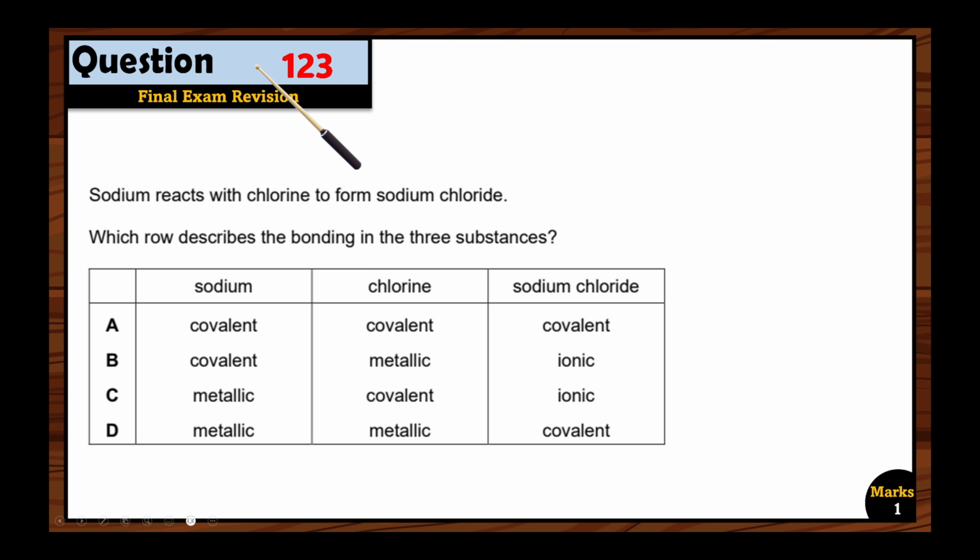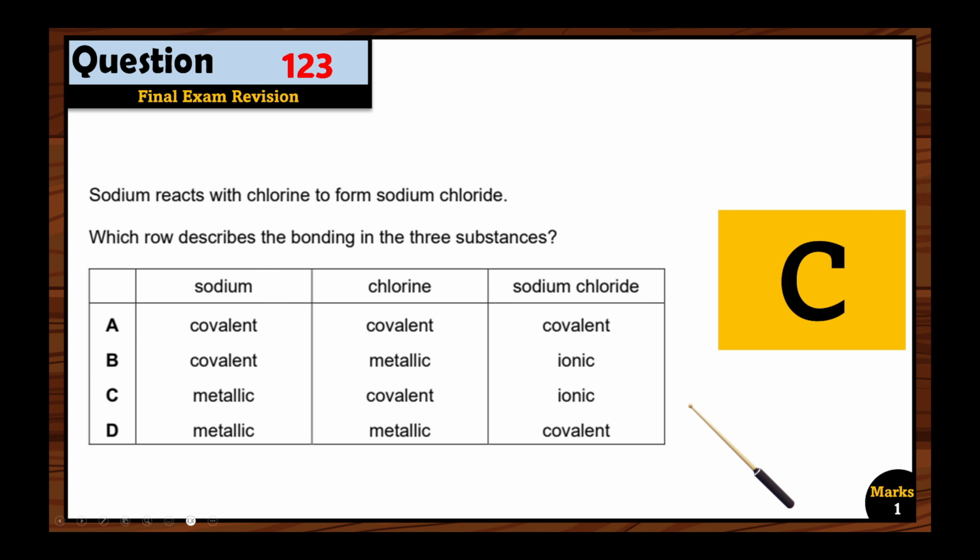Question 123. Sodium reacts with chlorine to form sodium chloride. Which row describes the bonding in the three substances? In sodium, which bond do we have? Sodium is actually a metal, right? So in metals, we have metallic bonds. Can we find any metallic bond? Yes, C or D. It means option C or D is right. Let's see about chlorine. Chlorine is a non-metal. Which bond will it have? Of course, it will have a covalent bond. So which option is right? Yes, covalent bond. Then sodium chloride. Of course, in sodium chloride, one is a metal and the other is a non-metal, so it will form an ionic bond. So option C is the correct option.